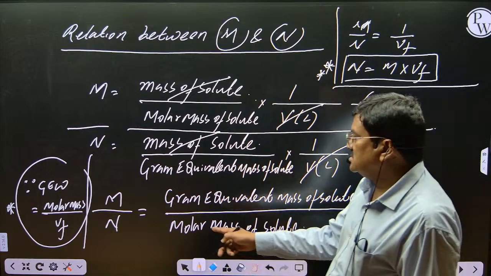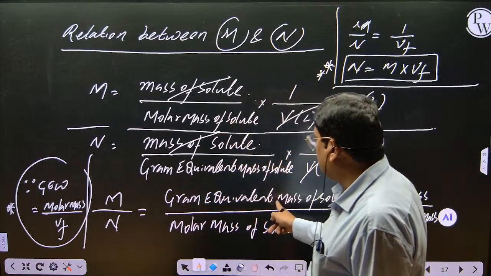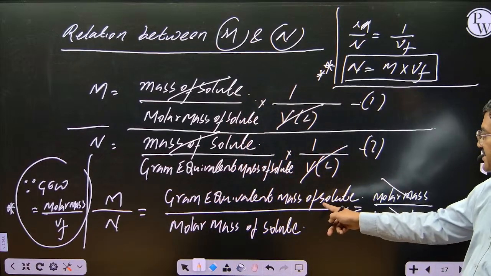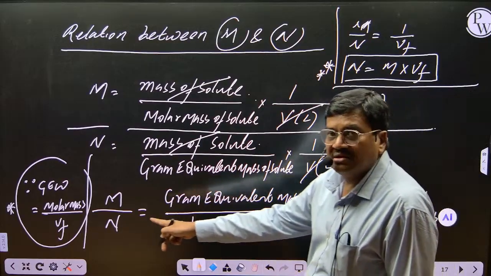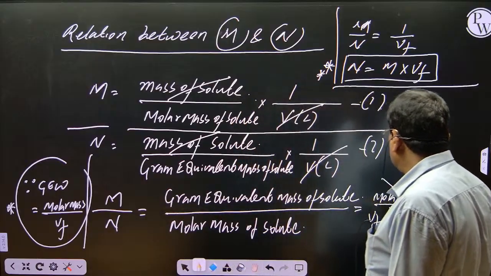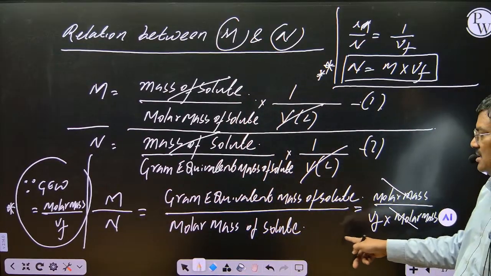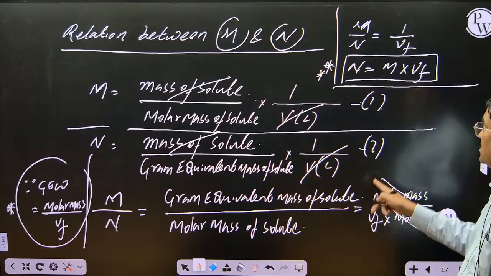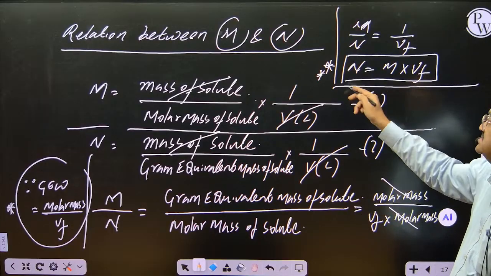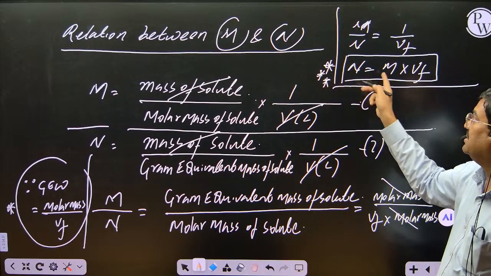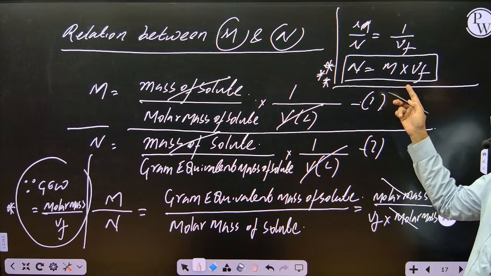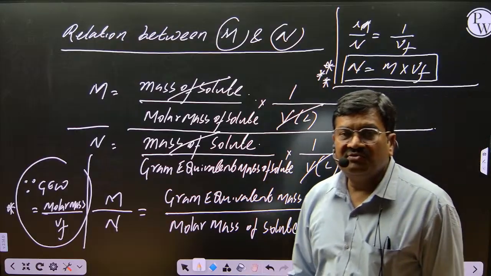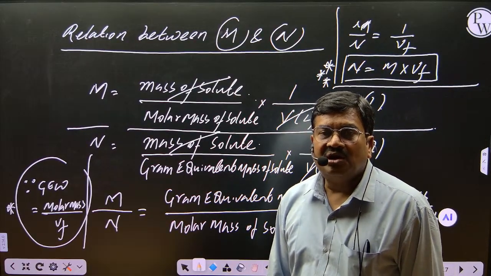Understood, students? So molarity by normality, gram equivalent mass by molar mass. In place of gram equivalent mass, what can I write? Molar mass by valency factor. So molar mass gets cancelled, valency factor will be remaining. Then normality is equal to molarity into valency factor. This is the important relation between normality and molarity. From the exam point of view, you have to know how to convert normality into molarity or molarity into normality.